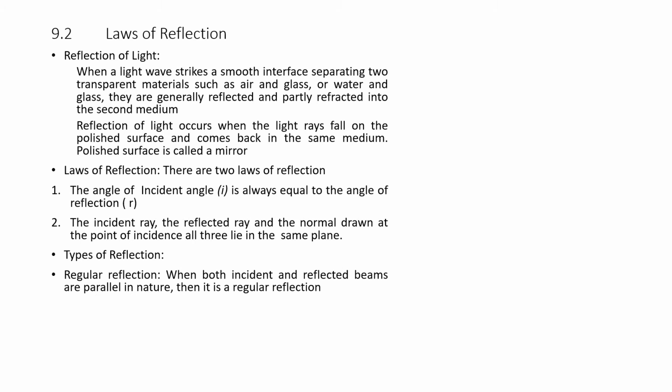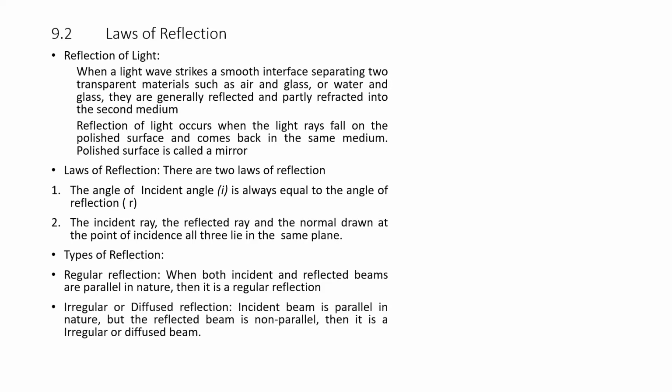Types of reflection. Regular reflection: when both incident and reflected beams are parallel in nature, then it is a regular reflection. Irregular or diffused reflection: the incident beam is parallel in nature, but the reflected beam is non-parallel, then it is an irregular or diffused reflection. Please see the figure here.